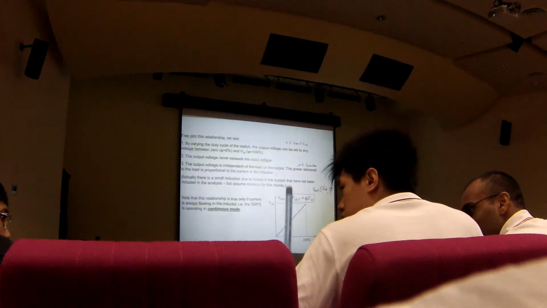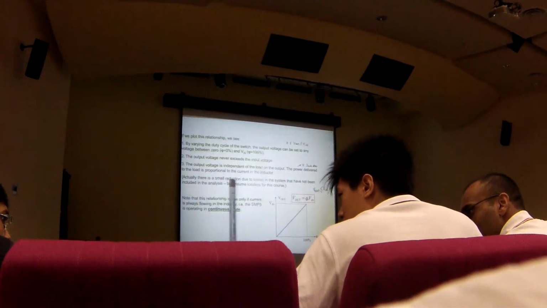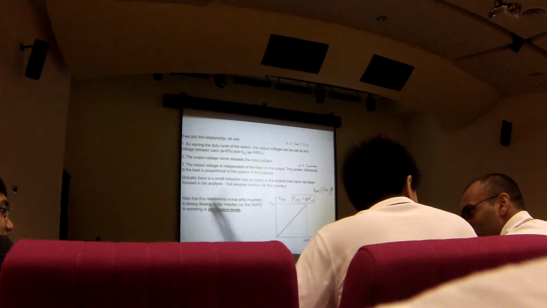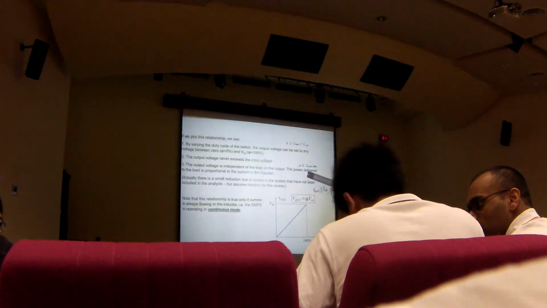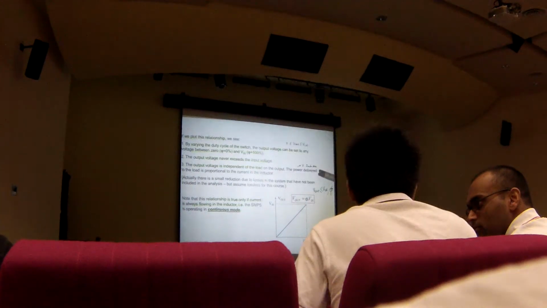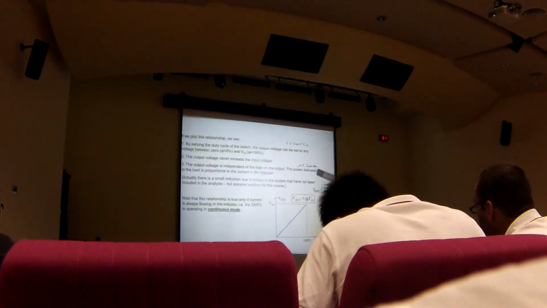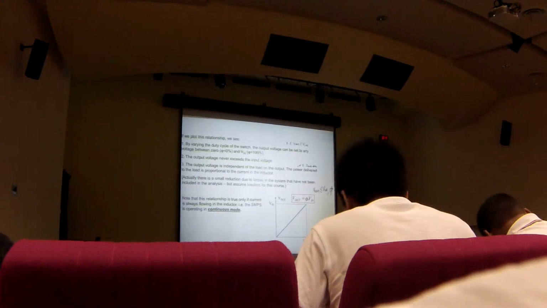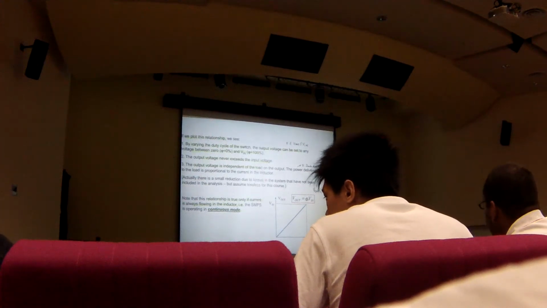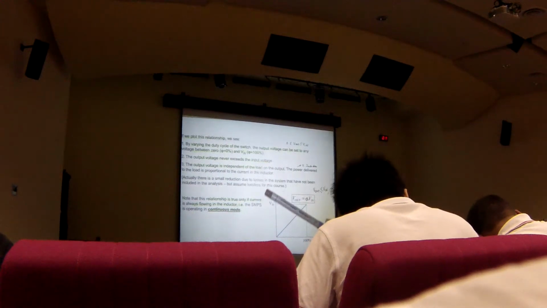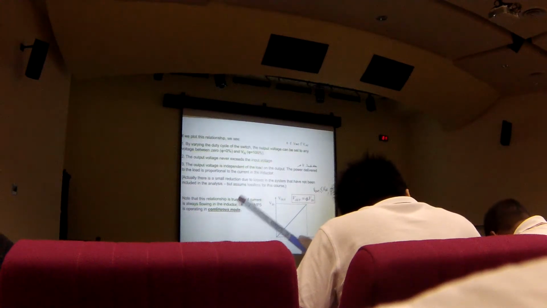The power delivered to the load is proportional to the current in the inductor. So when you talk about power here, it's always voltage times I, which is I of the inductor, because the load current is equal to the inductor current. But in actual fact, in any real life system, there's always some losses. But in this course, we just assume lossless.